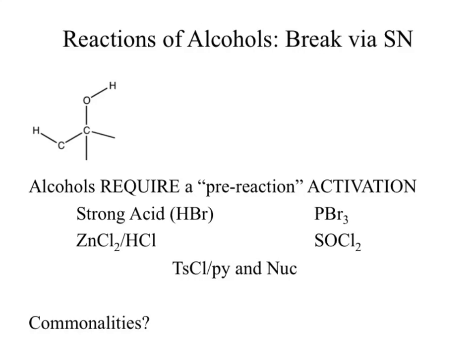Net result for each of these. What are we substituting when we used our strong acid HBr? Our alcohol for bromide. When we use zinc chloride and HCl, what are we substituting for or with? Our chloride is coming in. PBr3, bromine, SOCl2. Our tosylate. That one's kind of tricky. It's whatever our nucleophile is.